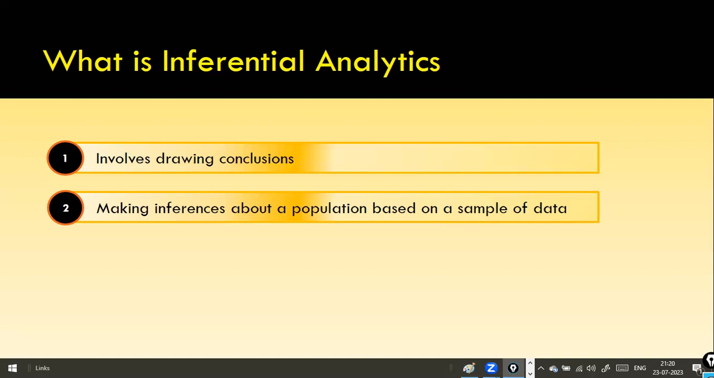Look here, this is your population. All the students in a college. This is your college students. 10,000 students are there, but you don't know their average height. The average height of final year students.